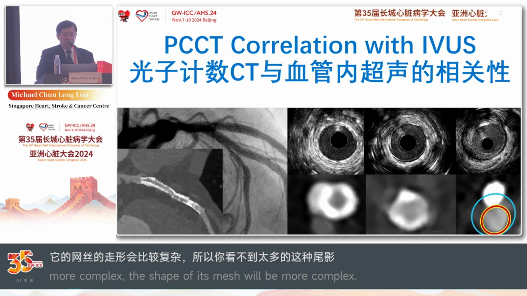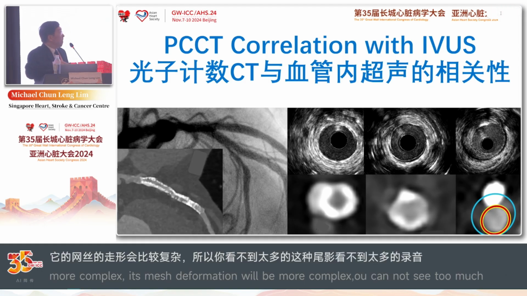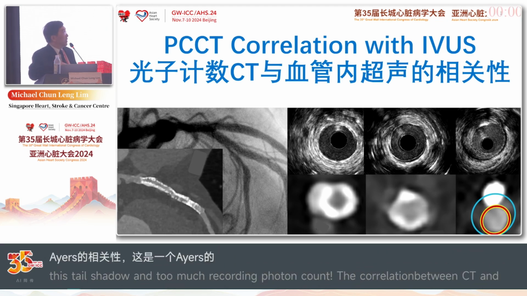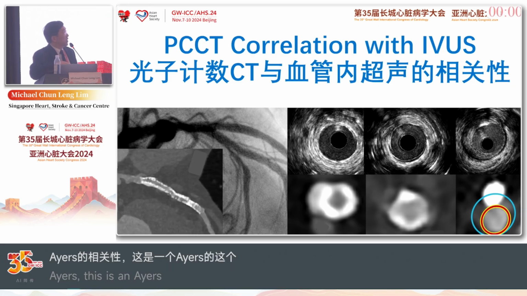And IVUS correlation. This is a patient we did recently. These are the actual IVUS pictures, and you can see the pictures do correlate. Here you can see the loss in signal because of the calcium, which is the same as here.